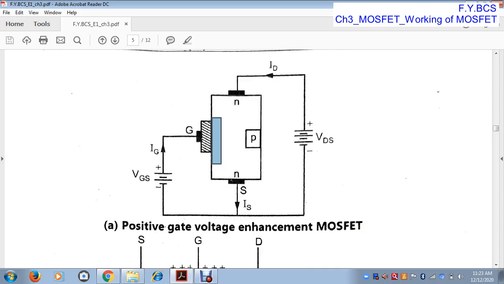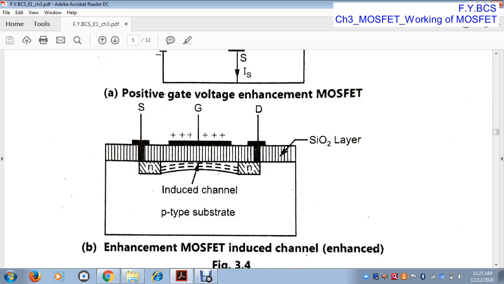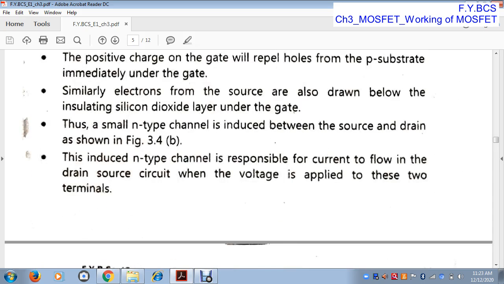But if we apply a positive voltage to the gate terminal, the gate becomes positive and attracts electrons. All the electrons from the source terminal accumulate near the gate, and because of this electron layer, there is contact between the source terminal and the drain terminal. That means a new channel is formed between source and drain. A small n-type channel is induced between the source and drain.